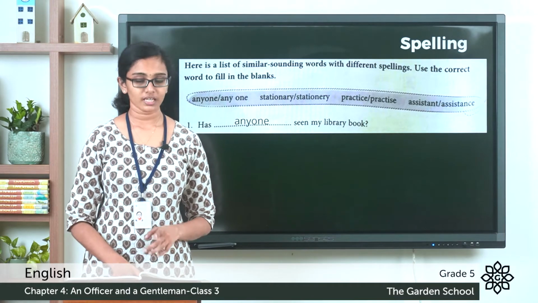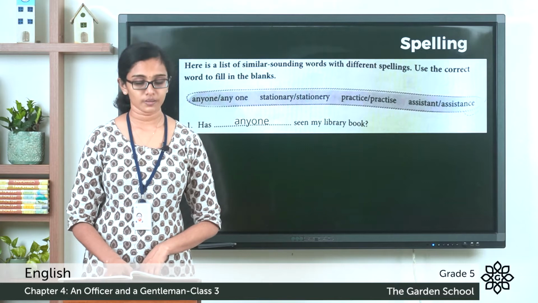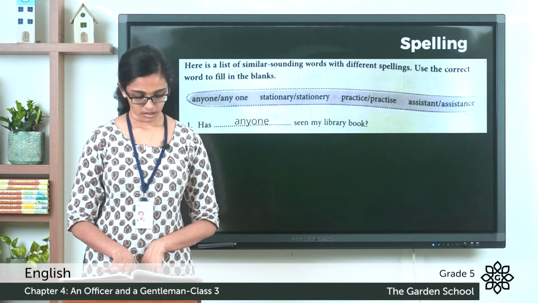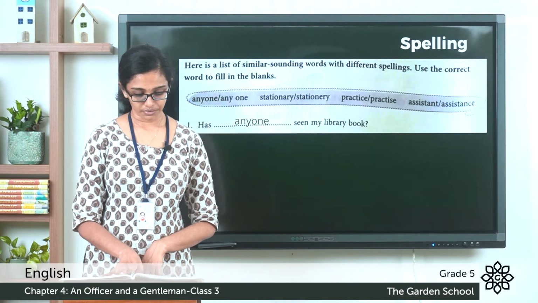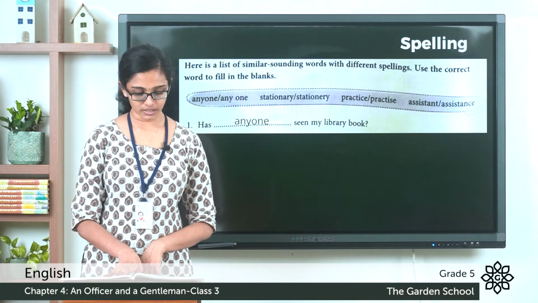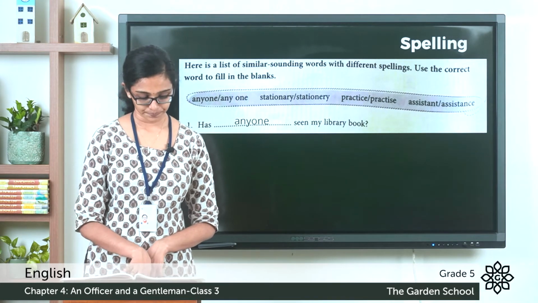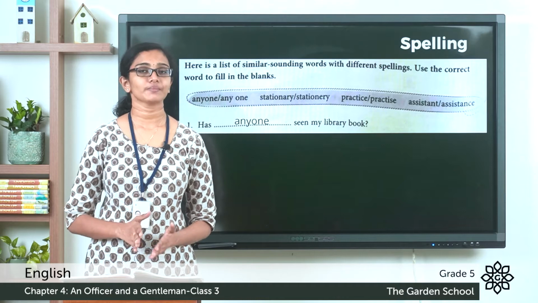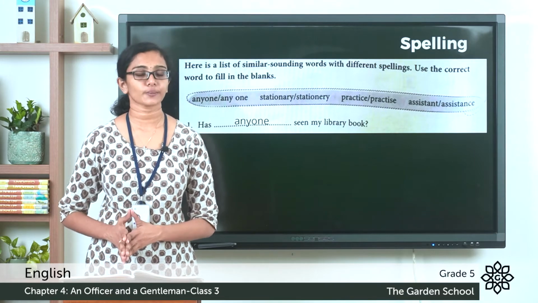Now, let's move on to the spelling exercises, which is on page number 56. Here is a list of similar sounding words with different spellings. Use the correct words to fill in the blanks. Here you are given options with similar sounding words. Let's look at the first question.